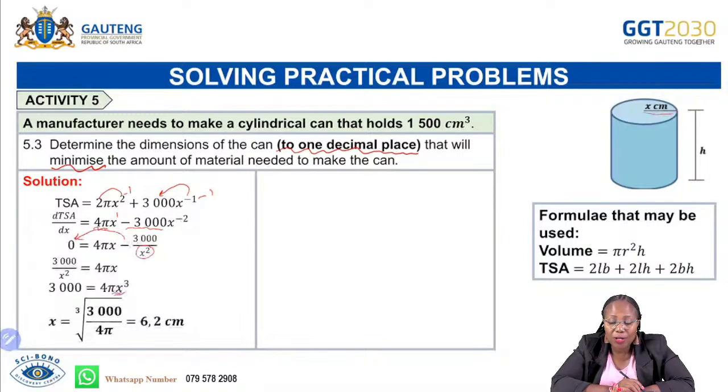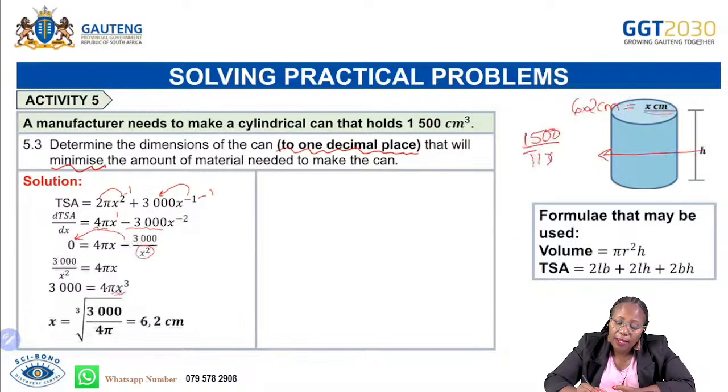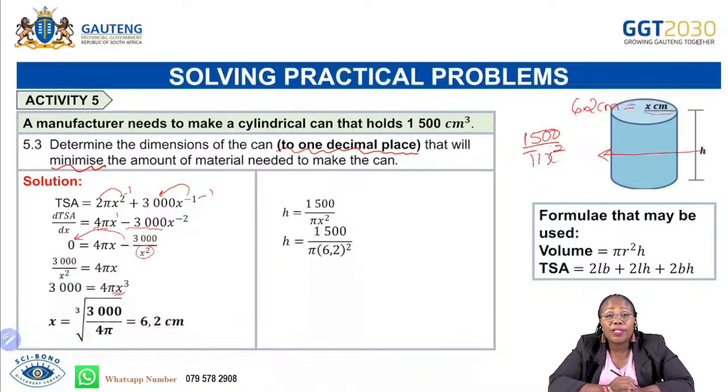Okay, which is 6,2. So that is the value of the radius. Radius is 6,2 centimeters. And then remember now our height, we have calculated height as 1500 over pi x squared. Then we are going to substitute that value of x now into that x value of the height to get the actual height now. So we substitute 6.2 for x in that one. So we end up with the height of 12,4.